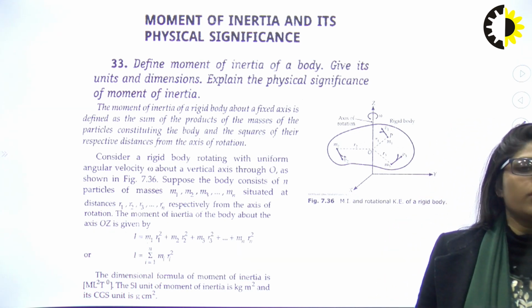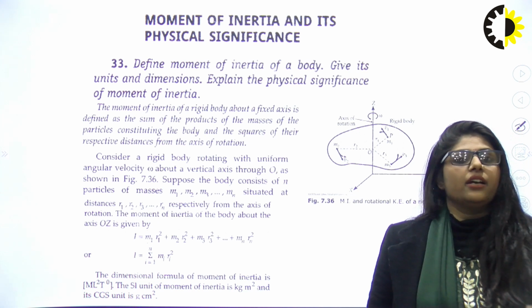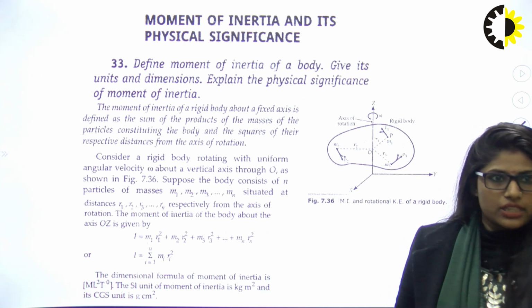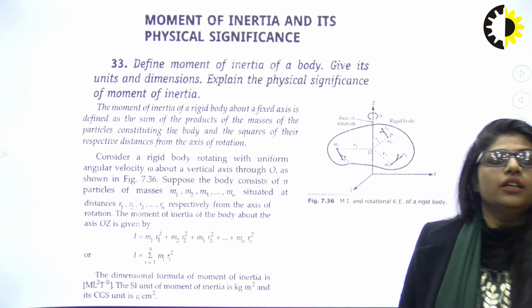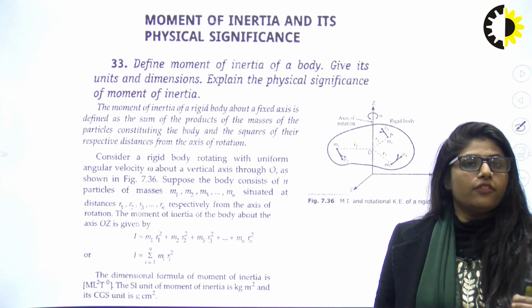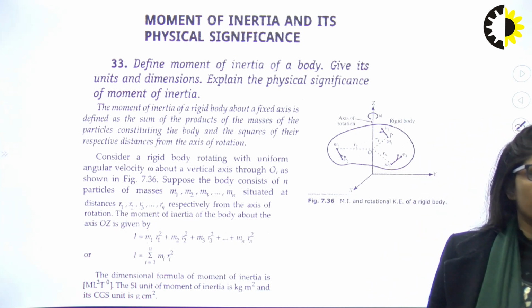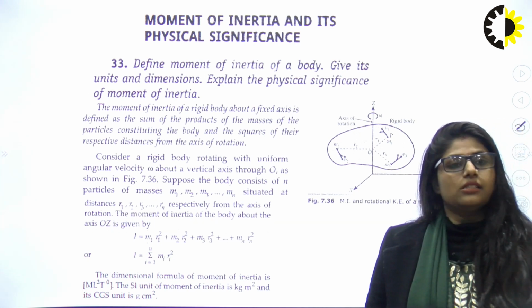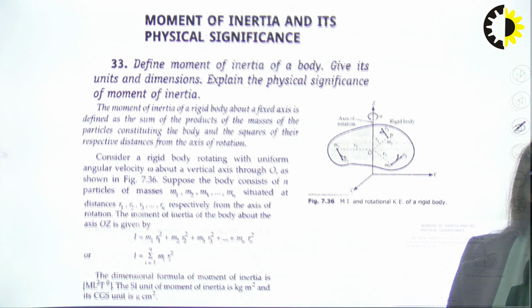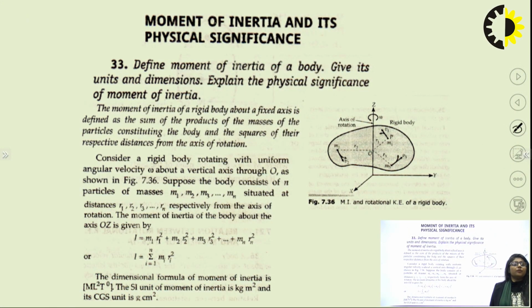So what is moment of inertia? Whenever a body provides resistance to angular rotation, at that time you can say it is moment of inertia. In our words, the moment of inertia of a rigid body about a fixed axis is defined as the sum of the product of the masses of the particles constituting the body and the square of their respective distances from the axis of rotation. Whenever I come to the formula, you need to follow this definition.